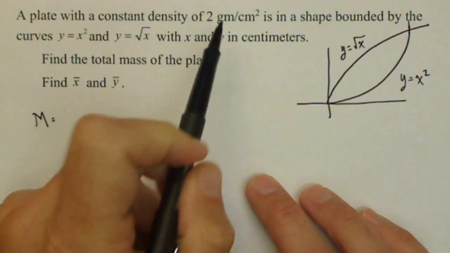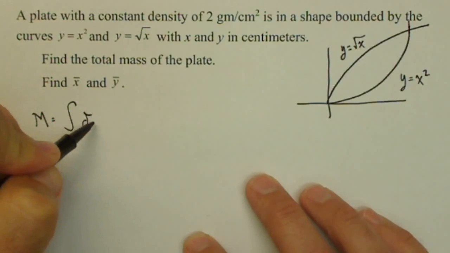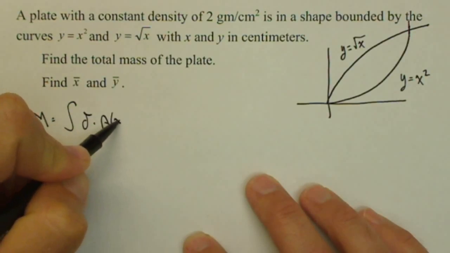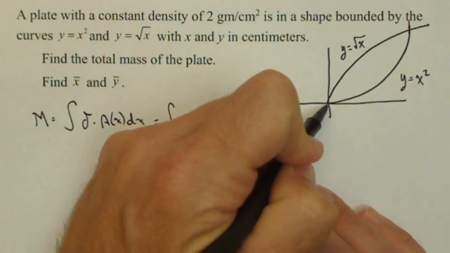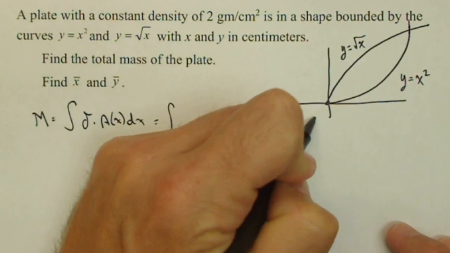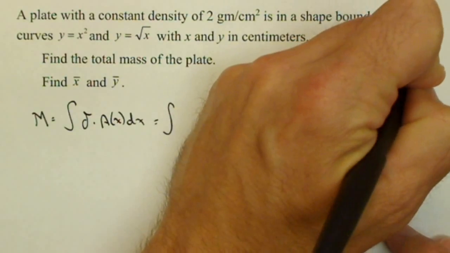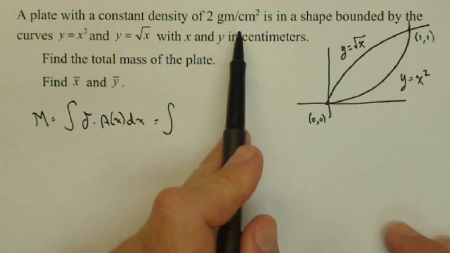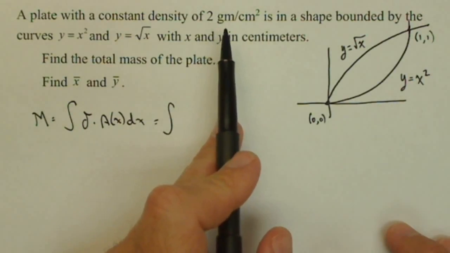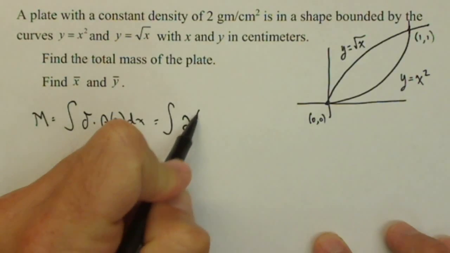The total mass is going to be the integral of the density times the area in terms of x of our plate. Well, we're going to need where these intersect, and they intersect at 0, 0, and they happen to intersect up here at 1, 1. And we're going to do the area in terms of x, although we could do it in terms of y, because the density doesn't depend on either x or y. It's a nice constant density. So we'll put our density in there.